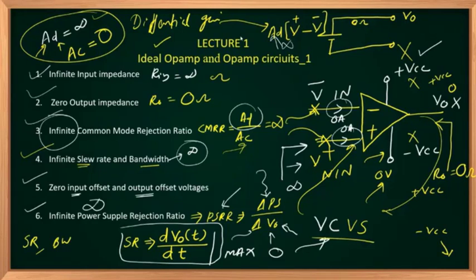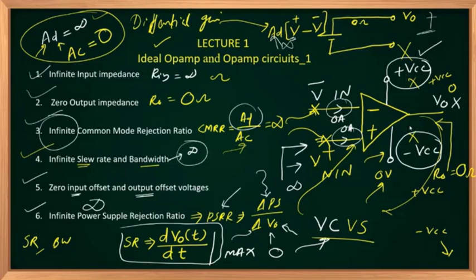So infinite multiplied by a positive quantity gives plus infinity. Infinite multiplied by a negative quantity gives minus infinity. So if V plus is greater than V minus, your output will be positive, positive large, ideally positive infinity. If V plus is less than V minus, this difference will become negative, and you will have a negative output, ideally minus infinity. But actually in our circuit, we never get plus infinity or minus infinity. The output will be restricted by the supply voltages, plus VCC or minus VCC.